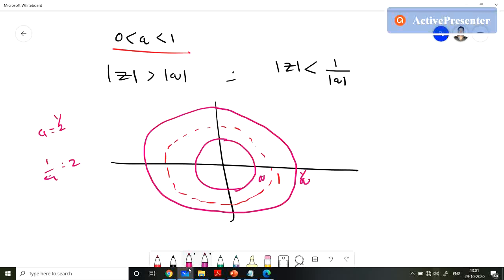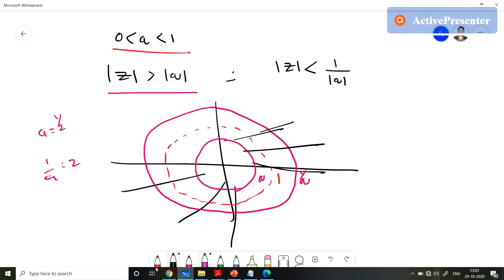So the first ROC is modulus of Z greater than A, which means it is going exterior to that circle. And the second ROC is modulus of Z less than 1 by A, that is interior to the circle.